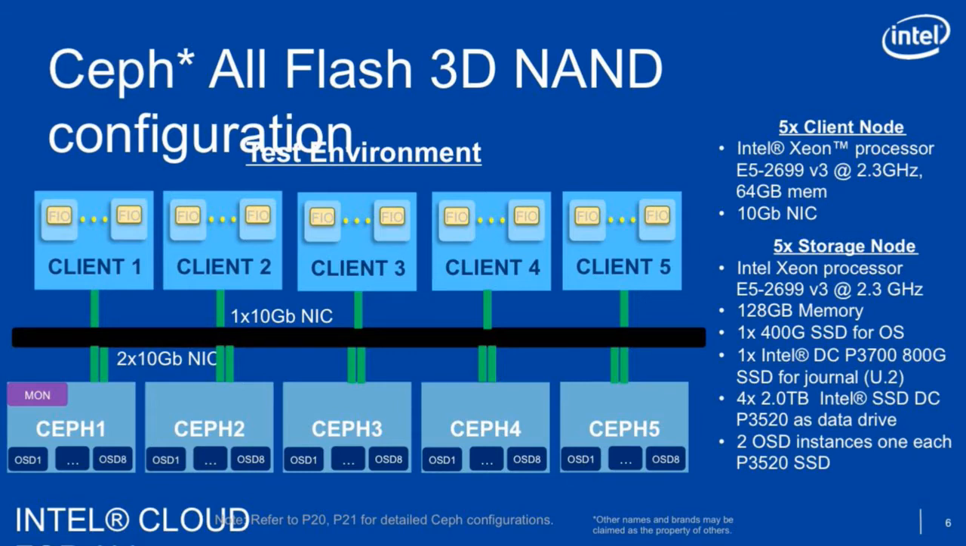This is one configuration we did in the lab, with 5 nodes. On each node, we have a P3700 as journal; this time we use it as RocksDB WAL, basically storing the metadata. And then we use the newly released Intel P3520, which is a 3D NAND SSD. I'll talk a little later about the 3D NAND technology. This 3D NAND SSD is at a price level comparable with SATA 2D NAND, from a price perspective.